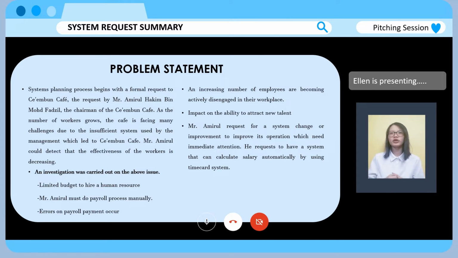Many employees have to identify payroll errors, and an increasing number of employees become actively disengaged in their workplace due to late or incorrect payment. The cafe struggles to retain employees because of the poor payroll. This will inevitably have an impact on the ability to attract new talent as part of the recruitment process. Due to all these issues, Mr. Amirul and the Board of Directors agreed to make an improvement. Thus, Mr. Amirul requests a system change or improvement to improve its operation, which needs immediate attention. He requests a system that can calculate salary automatically by using a time card system.